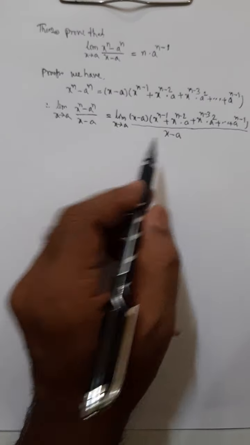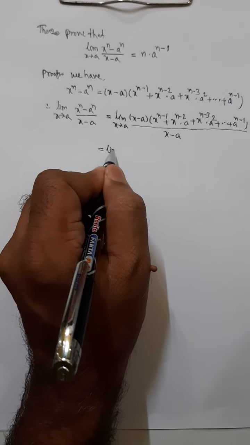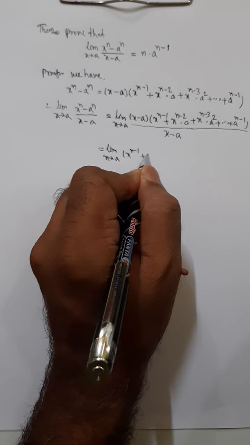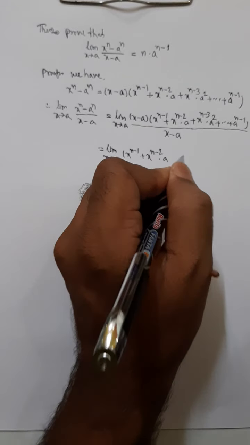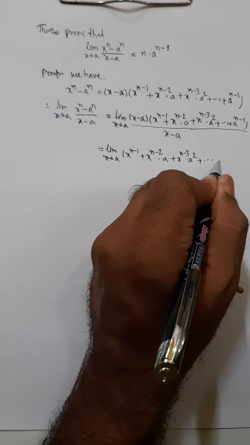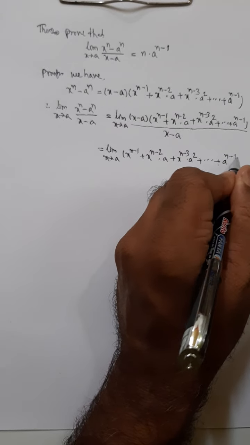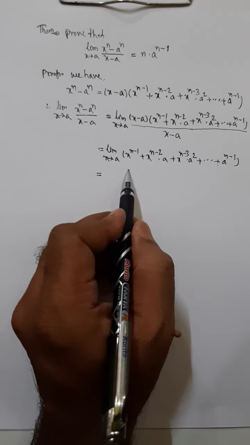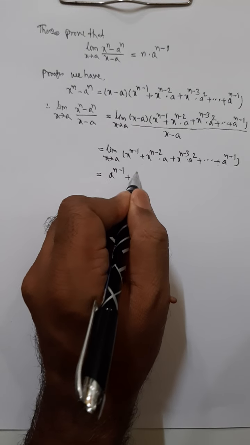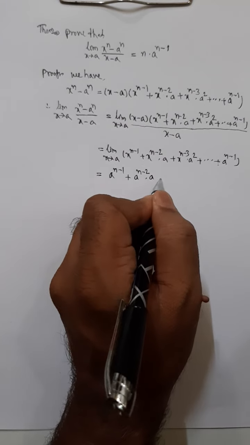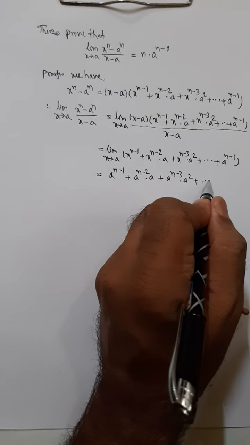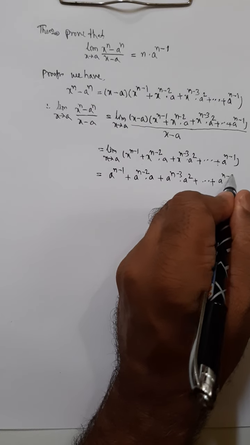Then here x minus a cancel and we get limit as x tends to a, we get only bracket x to the power n minus 1 plus x to the power n minus 2 into a plus x to the power n minus 3 into a square plus a to the power n minus 1. And then we can take limit of this, put here x equal to a or replace x by a. So we get a to the power n minus 1 plus a to the power n minus 2 into a plus a to the power n minus 3 into a square plus continue a to the power n minus 1.